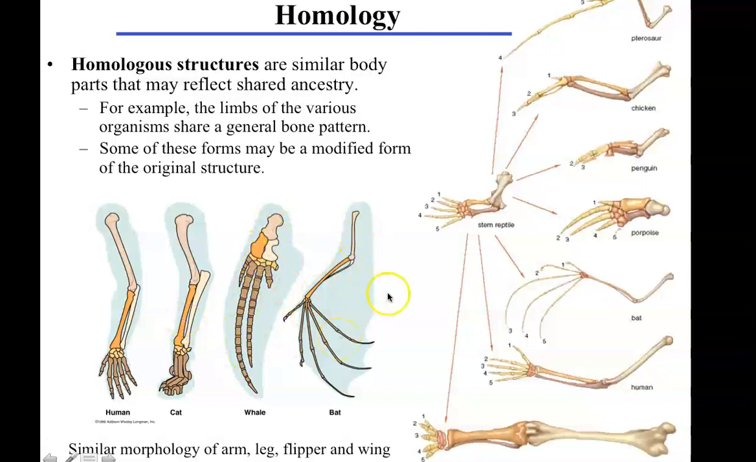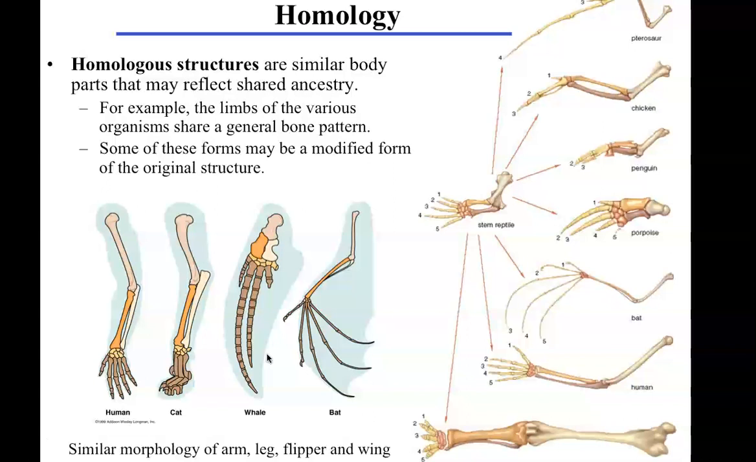So why do all four of these have the same bone pattern of one, two, and then lots of little bones and then long fingers? Well, the thought is it's because they're homologous. In other words, that bone structure was inherited from a common ancestor.